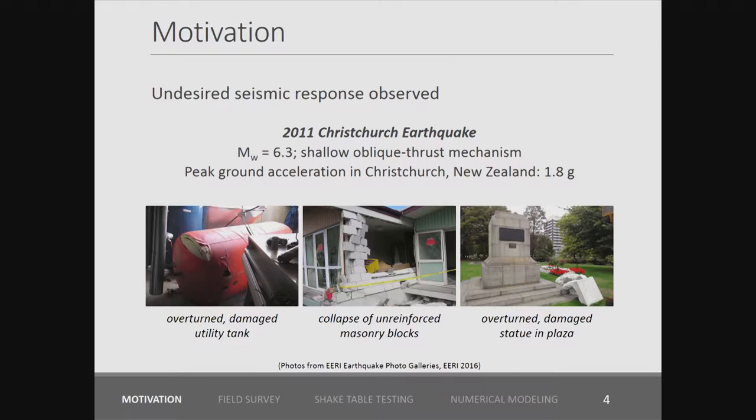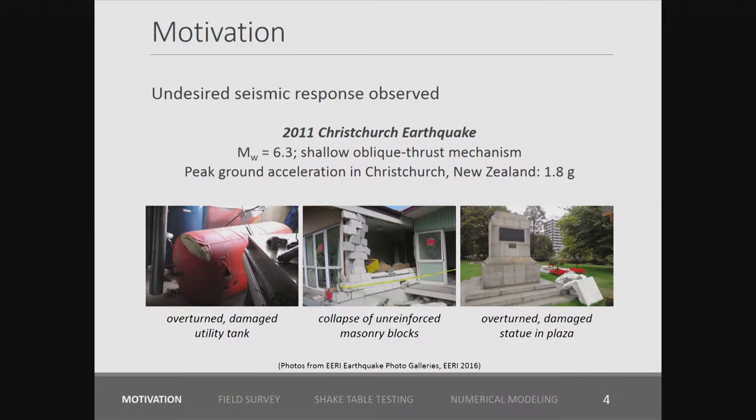Not only are these objects critical or potentially irreplaceable, they've been observed to perform quite poorly during earthquakes. This slide presents a handful of post-earthquake reconnaissance images following the 2011 Christchurch earthquake. On the left-hand side is an example of an overturned and damaged utility tank, which now reduces the functionality of the facility that it supports. The central image highlights the collapse of unreinforced masonry blocks, where each of the individual masonry blocks can be considered a freestanding structure. The overturning of one, or the collapse of the wall, not only causes this facility to be red tagged, but also can cause injury or loss of life to any of the occupants during the earthquake itself. On the far right-hand side is an example of an overturned and damaged statue in a plaza, which I'll emphasize again, these culturally significant statues can be considered unique and irreplaceable.